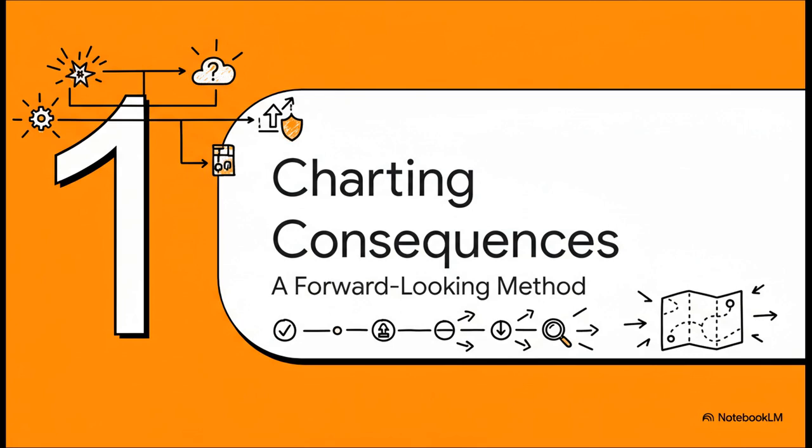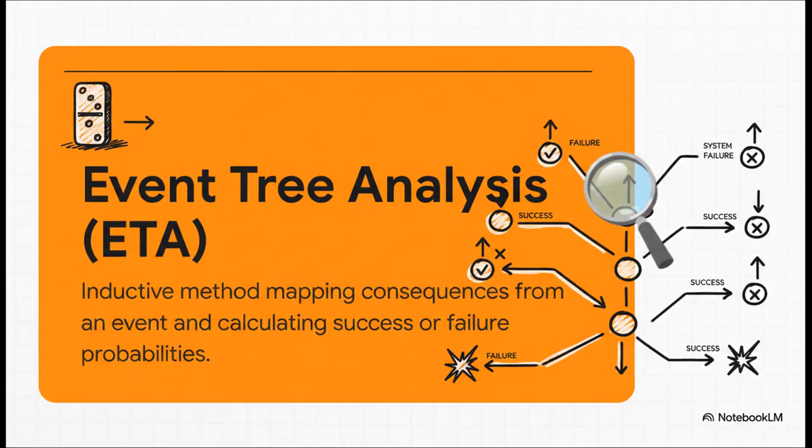All right, so how do we even begin to tackle that kind of uncertainty? How do you chart a path through chaos? Well, you do it by systematically charting the consequences. And luckily, there's a specific method designed for exactly that. It's called event tree analysis, or just ETA for short. And what's so cool about it is its approach. It's what we call an inductive method.